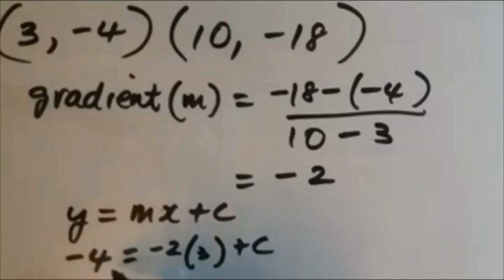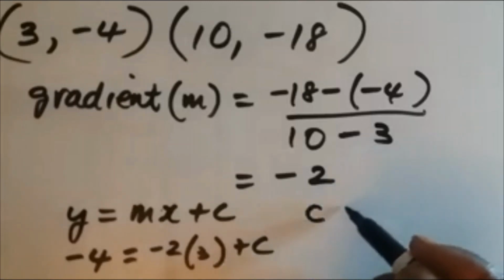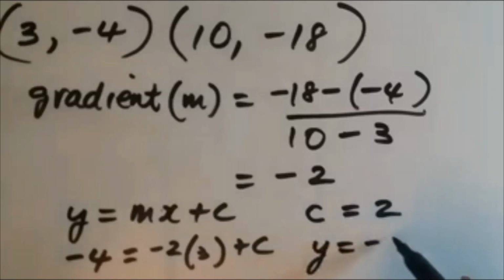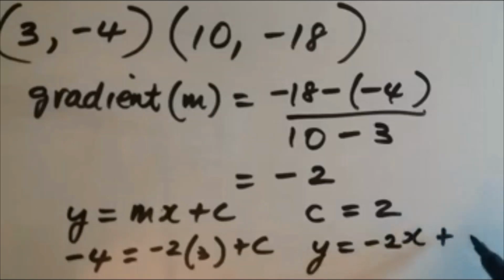So we have negative 2 times 3, which is negative 6. Take away 4, which will give us 2. So c is equal to 2. If we were to write this in the form of an equation, we have y is equal to mx minus 2x add 2. And that's the equation of the line with these 2 points, 3, negative 4, and 10, negative 18.